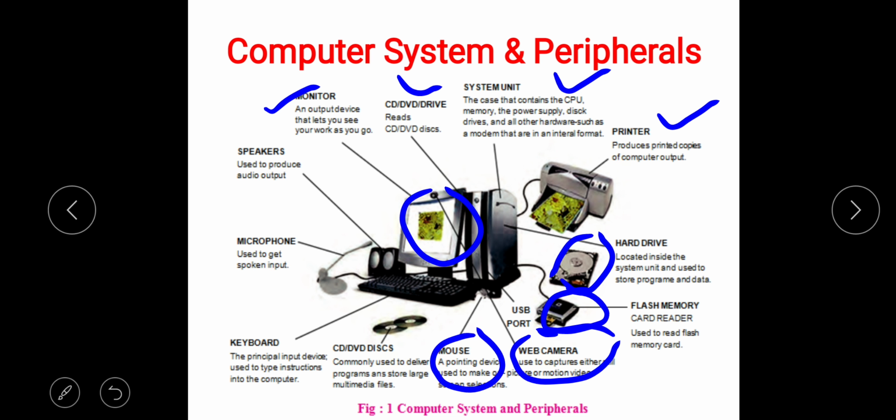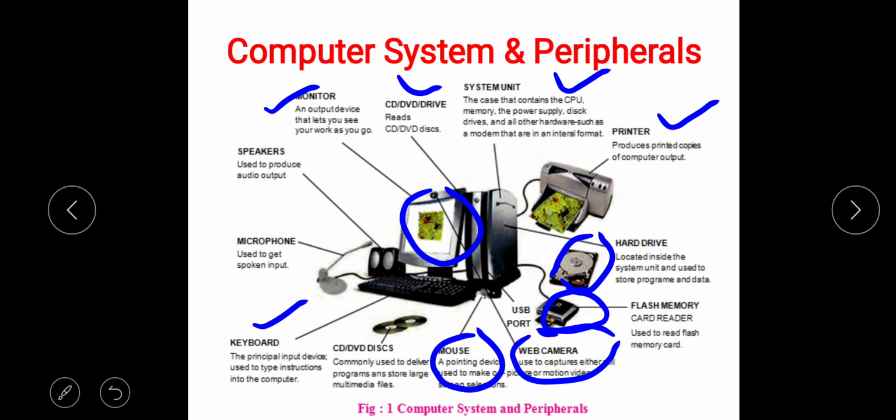Then move to the CD DVD disc. It is used to deliver programs and store images and large multimedia files. A few years earlier, all software came on this type of disc, but nowadays we use the internet, through which we download it, and using the cloud it is now convenient, so this type of culture has reduced in percentage.